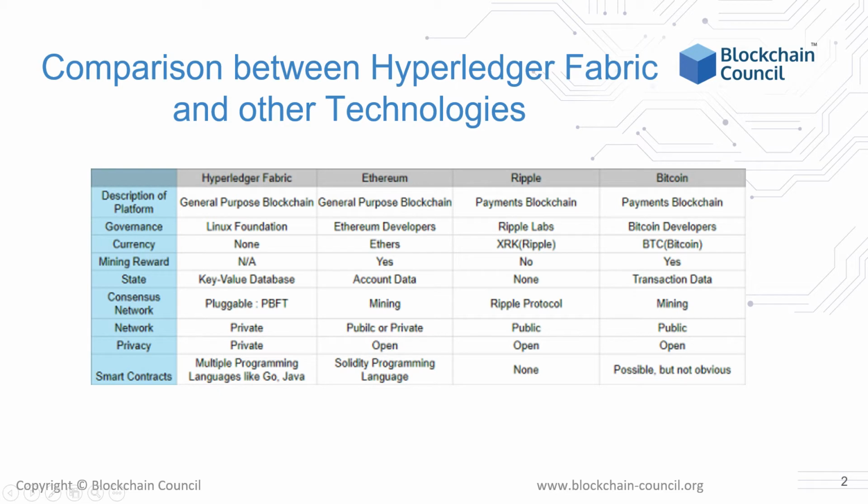Smart contracts can be implemented in Hyperledger with the help of different programming languages, such as Java and Go. In Ethereum, the smart contracts are written using Solidity programming language. In Ripple, we cannot write smart contracts, whereas in Bitcoin, it is possible, but usually never written due to complexity.